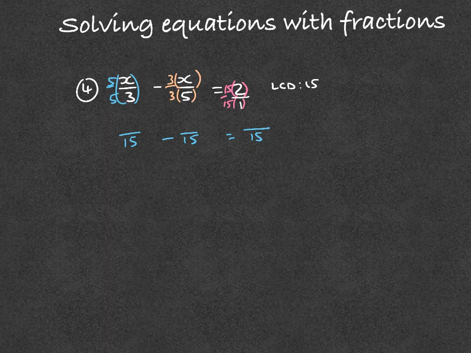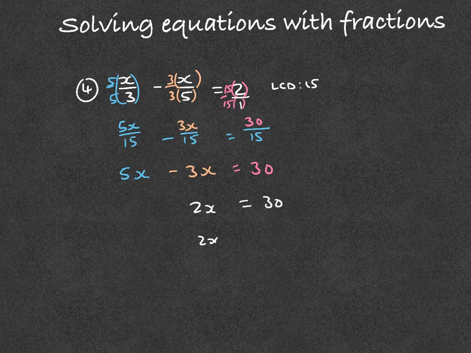Alright, so what do we have then? We've got 5 times x, which is 5x, and 3 times x, 3x, and then 15 times 2, which is equal to 30. So that means we've got 5x minus 3x is equal to 30. Alright, what's 5x minus 3x? That's equal to 2x. 2x is equal to 30. That means divide both sides by 2. 30 divided by 2, x is equal to 15.